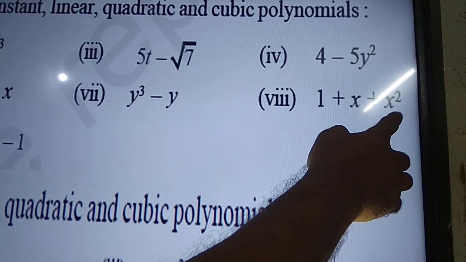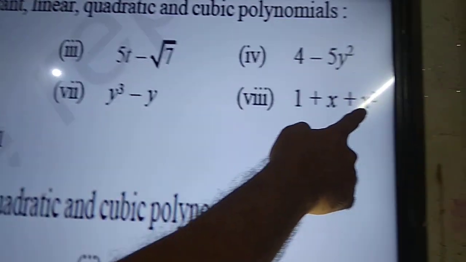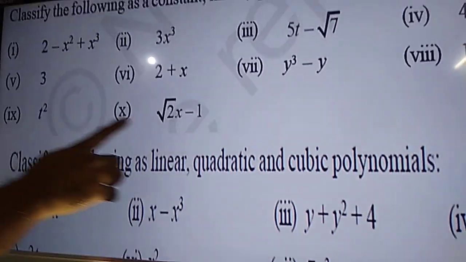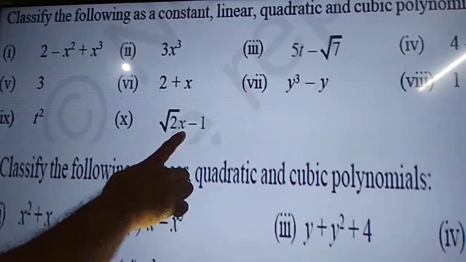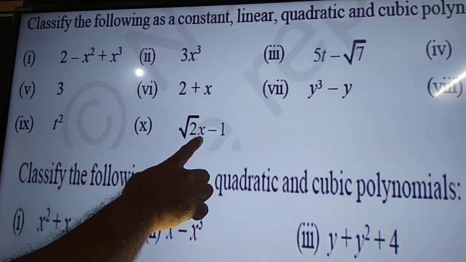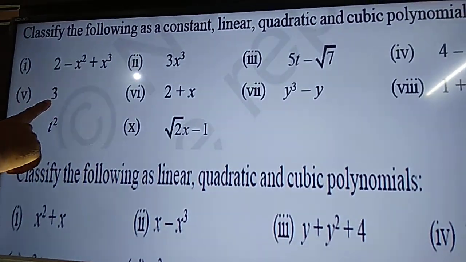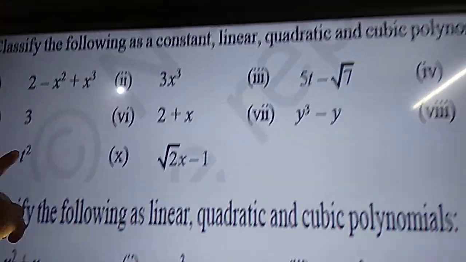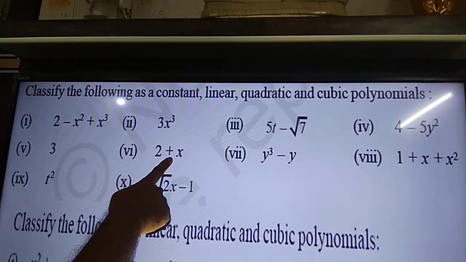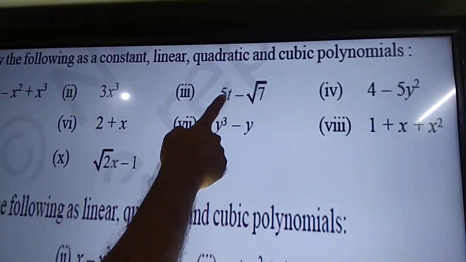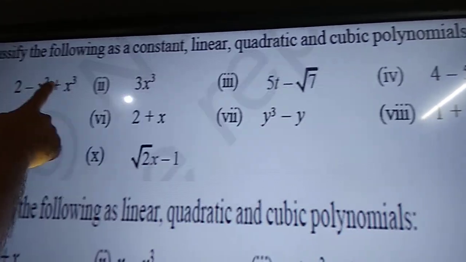1 plus x square: the highest power of the variable is 2, so it is a quadratic polynomial. Again, it is a quadratic polynomial. Root 2x: x has power 1, so it is a linear polynomial. So, this is a constant polynomial, this a linear polynomial, this a linear polynomial, these two are quadratic polynomials. Again, this is a linear polynomial, this is cubic, and this is cubic.